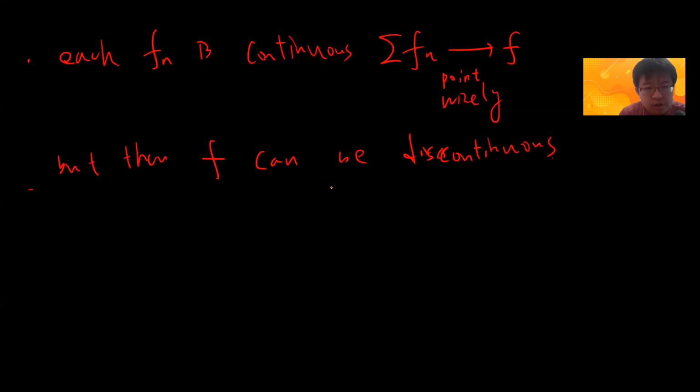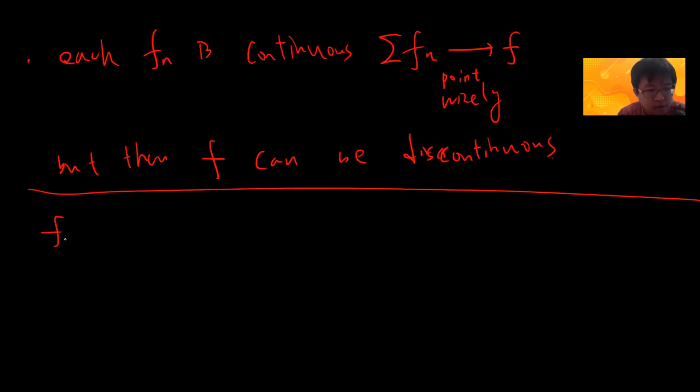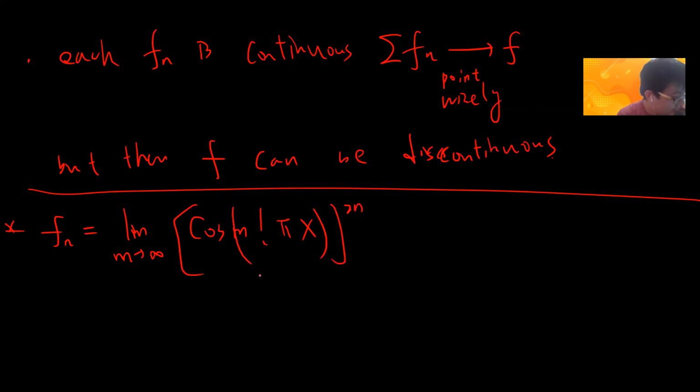Okay, so let's see another example, which will also make you crazy. Limit mathematics is so weird that once you involve the limit of something, there are a lot of things in calculus that will blow your mind. So let's consider this function. For each m, let's say m is 1, 2, 3, and so on, I define f_m to be the limit as n goes to infinity of cosine(m! pi x) to the power 2n.